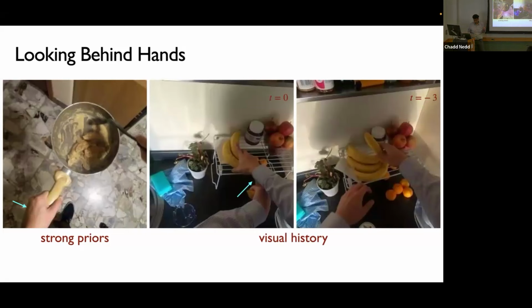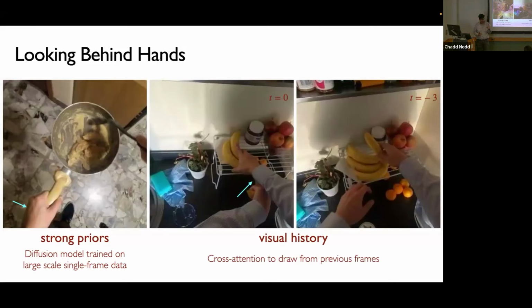And this is kind of what we're doing. We are going to take a diffusion model that has been trained on a very large amount of single frame data. So that's what we're using. And we are going to adapt this model to videos by using cross attention to draw upon the past. So that's kind of what we are doing.